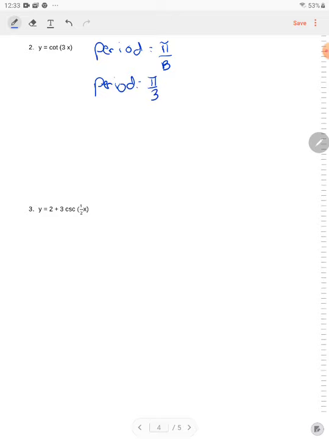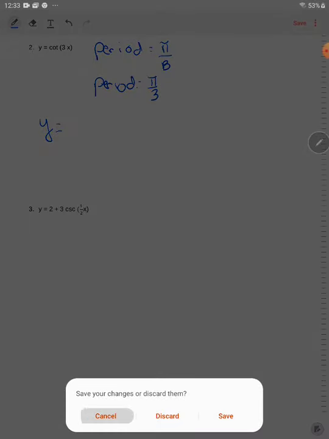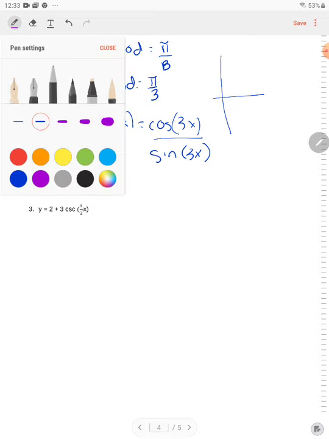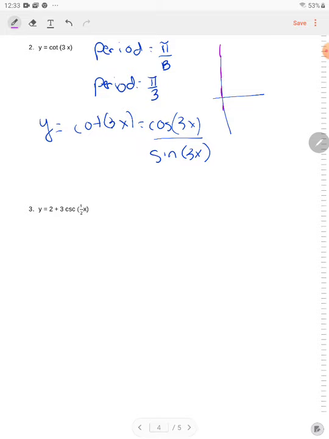Now cotangent is a little bit different from tangent. It will be shifted, different asymptotes. So what you have is cotangent is defined to be cosine over sine. So we have an issue where the denominator is equal to 0. And that's at 0. So when we graph this, our asymptotes will be at 0. And in this case, pi over 3, which is your period.